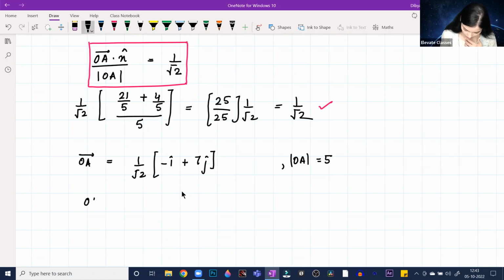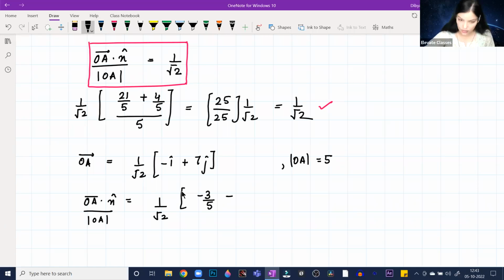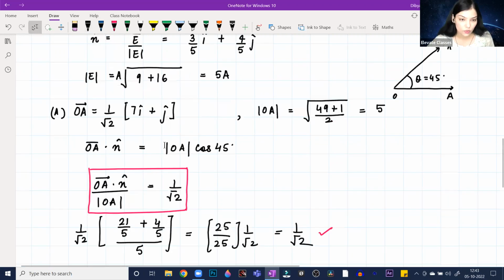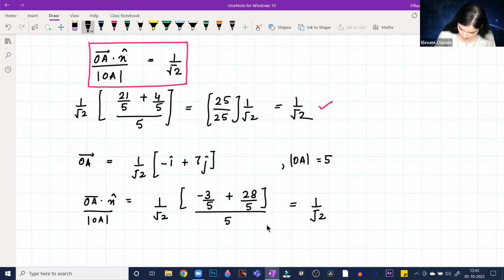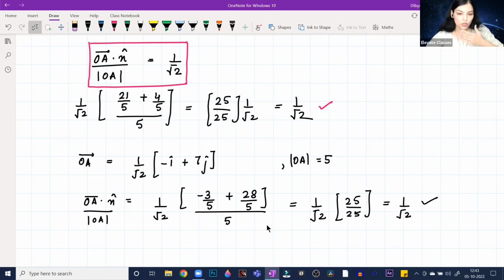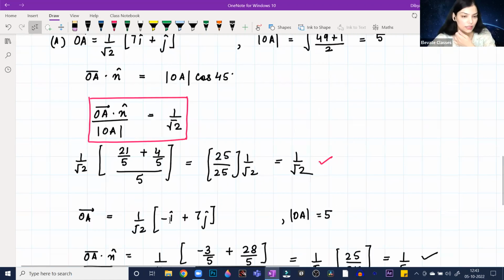So then OA with this will be equal to 1 by root 2. And this is minus. So minus 3 by 5 plus 7 multiplied by 4 by 5, so that is 28 by 5. And this is divided by 5. So it is again 25 by 25, which is equal to 1 by root 2. So this also satisfies. You will see this when you calculate for the rest of the options.